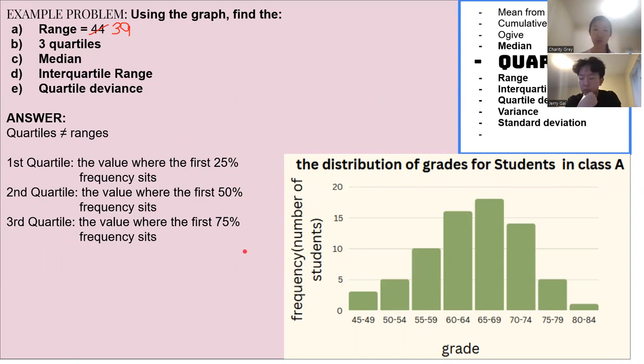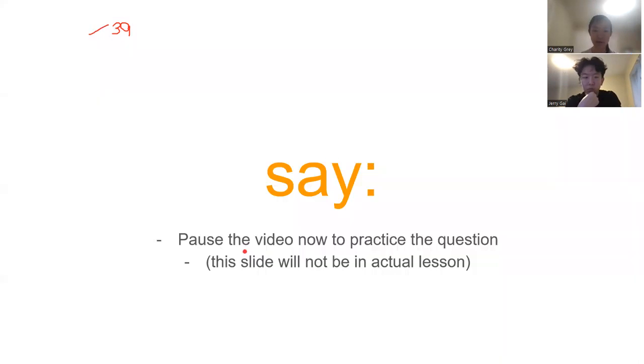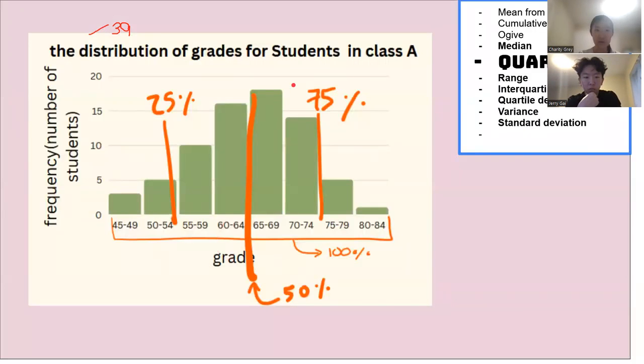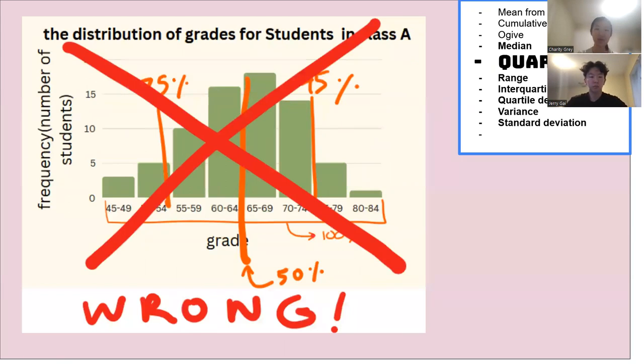Awesome. Thank you for trying. We are going to go to the solution right now. First, we will explain a wrong way of doing things. What trips students up is they think, oh, look, we have the range, 45 to 84. We will just split 45 to 84 in half, and that will get us this value here. Then we will split it again to get the 25%, and again to get 75%. This is wrong. Please do not do this.